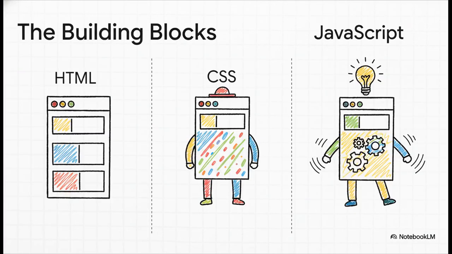The easiest way to think about it is like building a person. HTML is the skeleton. It gives the page its structure and holds all the content, like text and images. CSS is the skin, hair, and clothes. It adds all the style, the colors, the fonts, and makes it look good. And finally, JavaScript is the brain. It adds all the interactivity, letting you click buttons, play videos, and actually do things on the site.